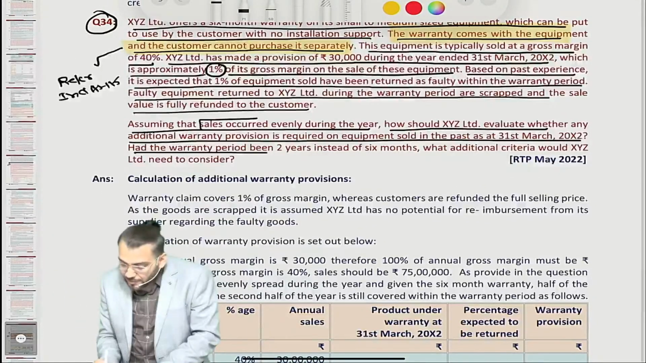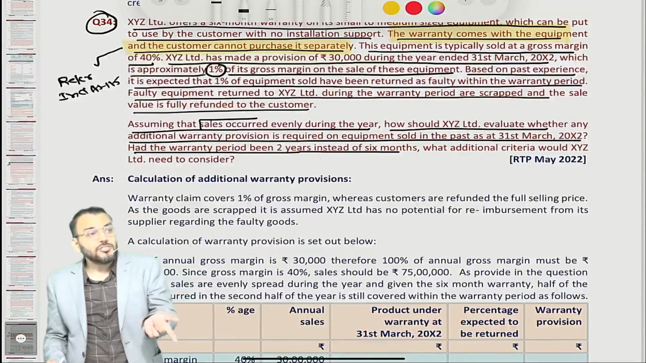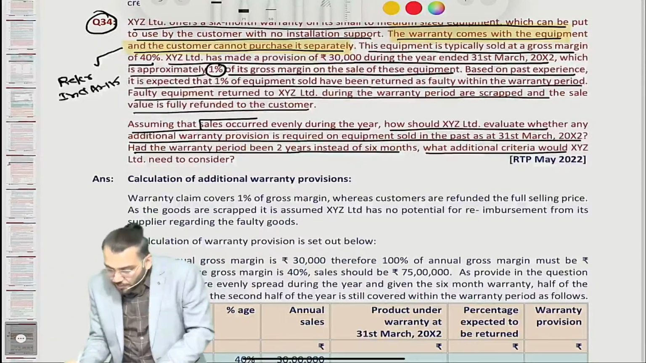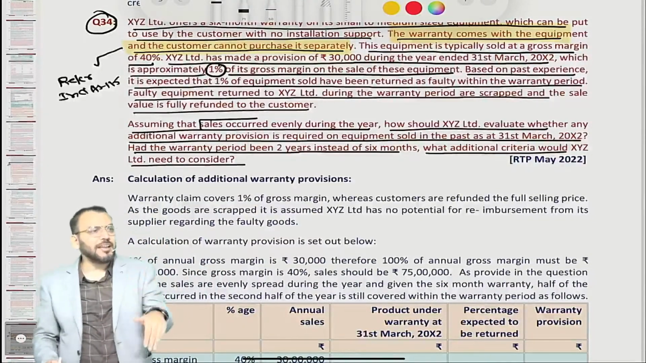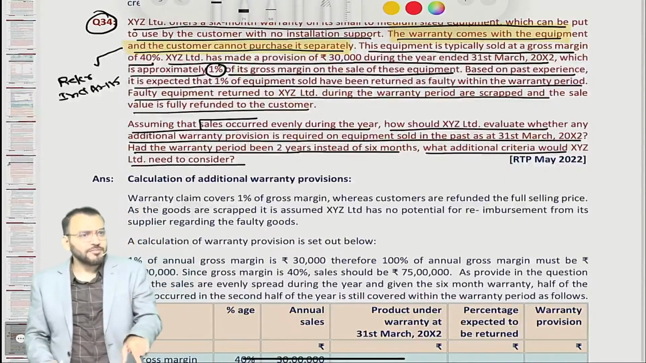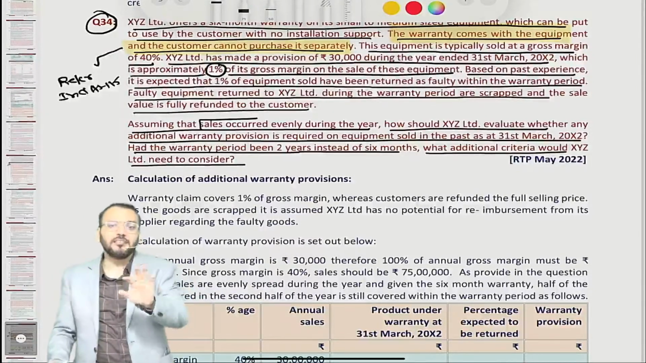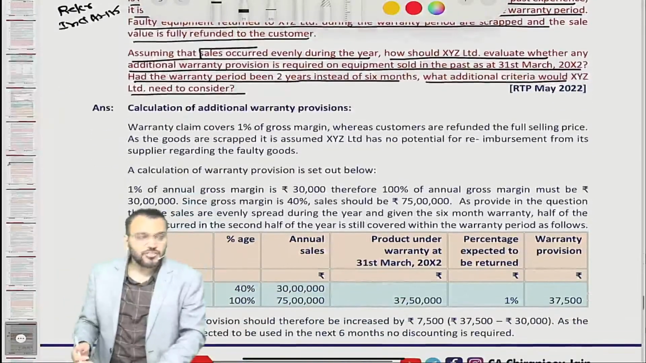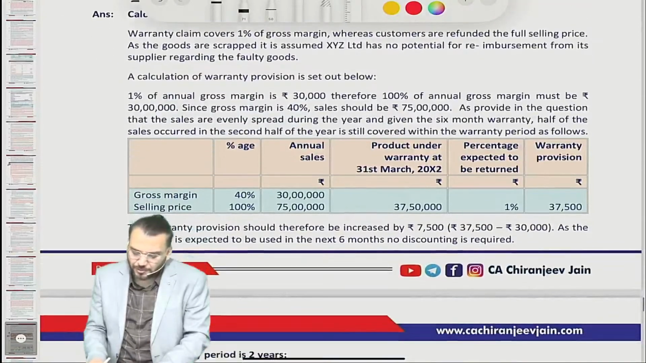Had the warranty period been 2 years instead of 6 months, would your answer change? What additional criteria would XYZ Limited need to consider? When it becomes 2 years, the time value of money matters, so discounting should be done. For 6 months, the time value of money may not matter, so we will not do any discounting. Understood? So I am now coming directly to the solution.